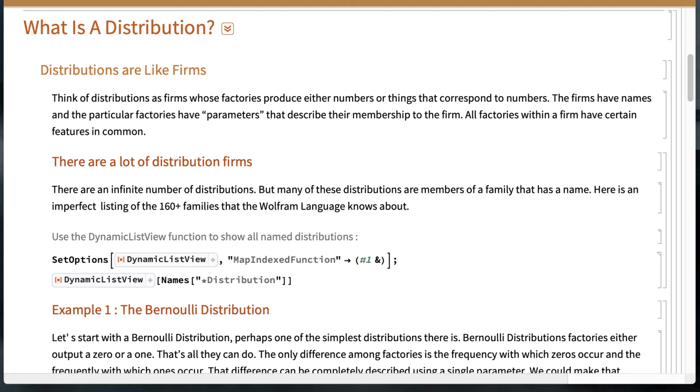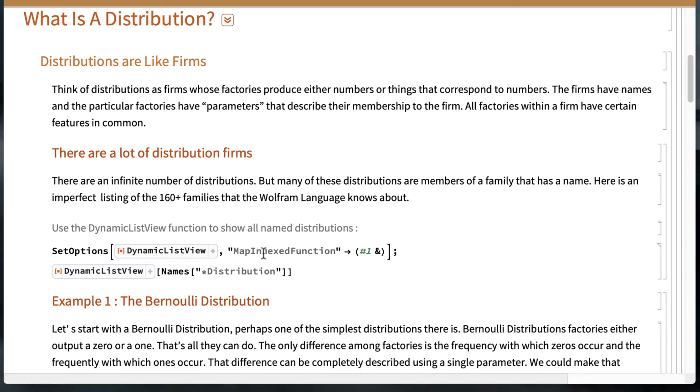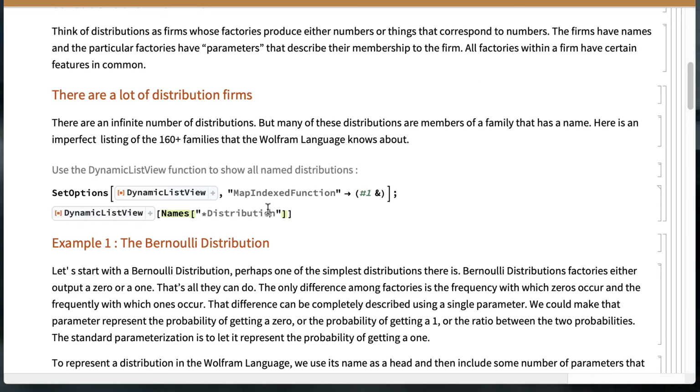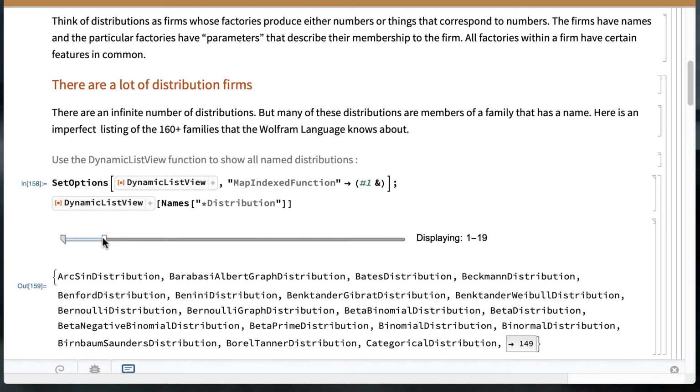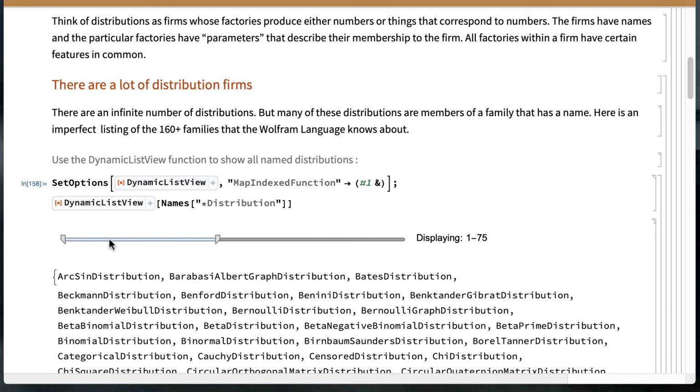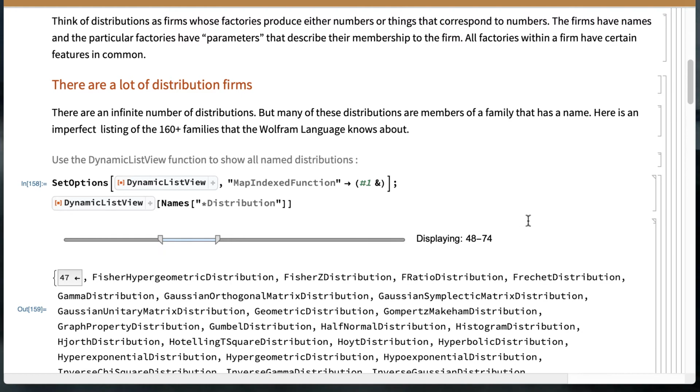There are an awful lot of distributions. In fact, I guess there are an infinite number of distributions, but the Wolfram language happens to know about 160 of them, and you can see them listed here, and a lot of these we will just never see, but it's good to know that they're there if you want them.